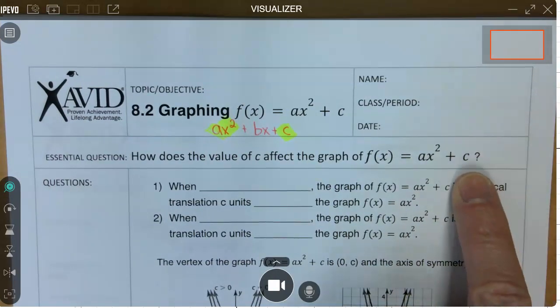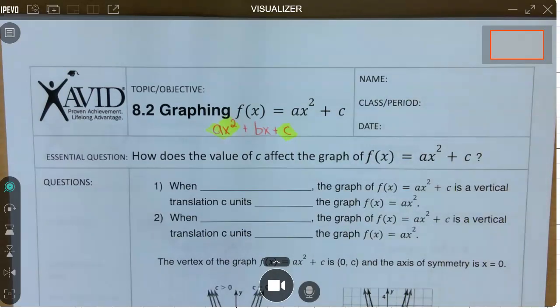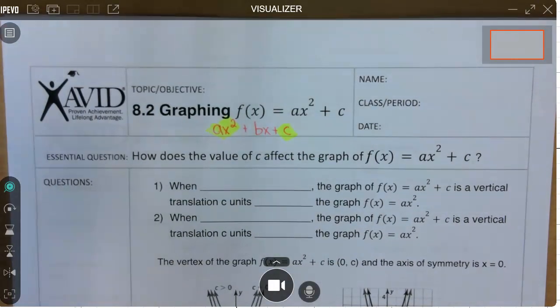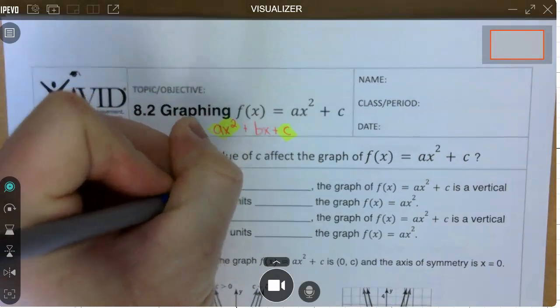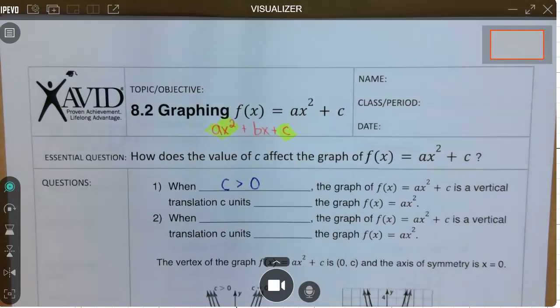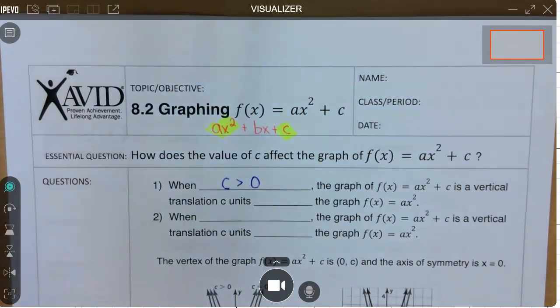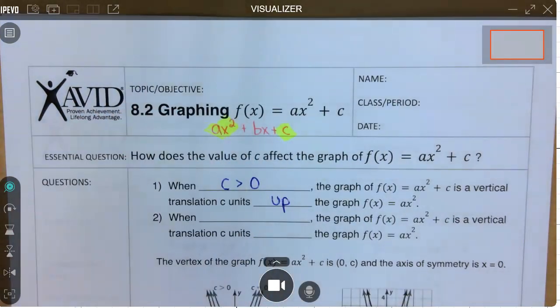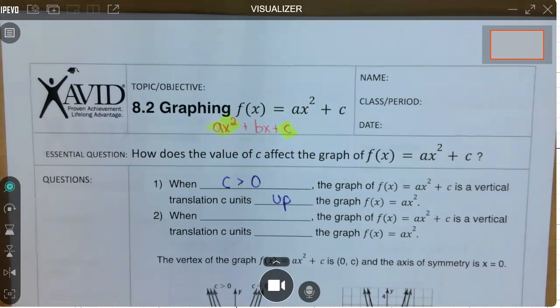The c value is the big change, and the c value is what's going to shift the graph either up or down. And so what ends up happening is in the ax squared plus c function, we are going to be focusing on the c value. And when the c value is greater than 0, what that's going to cause is the entire graph, the curved graph, the parabola, is going to shift up. So if the c value is greater than 0, the parabola shifts up. And really what we mean by shift up is the vertex is moving up the y-axis.